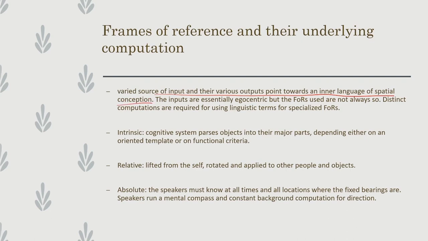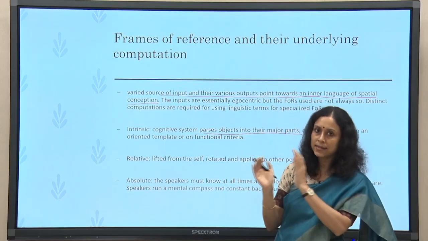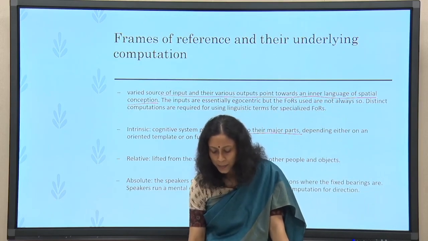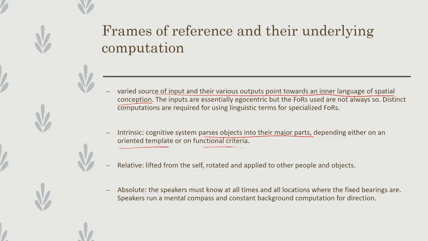So, basically, in terms of the frame of reference that we are using, we are taken to a very different inner language. In the case of intrinsic, the cognitive system parses objects into their major parts. When you are using an intrinsic system, we say the bird is sitting on the head of the tree. So, we are parsing the tree into different parts. It has a head, it has a foot, and so on. It may depend on the oriented template or the functional criteria.